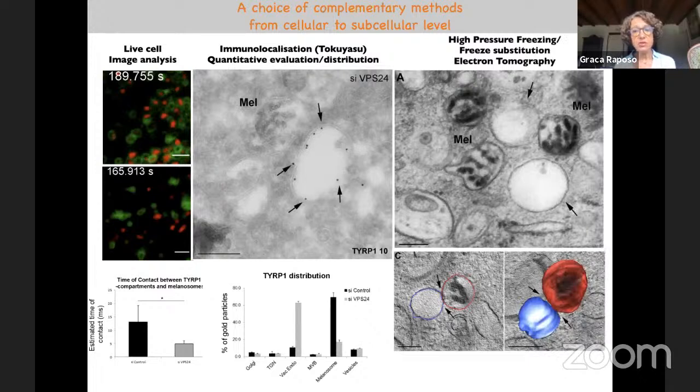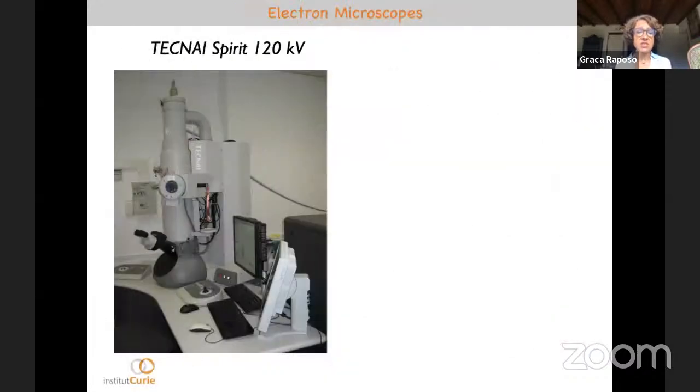And in the first part of my talk, I'll go more to what we call conventional electron microscopy, and some methods that can really bring more to our knowledge on intracellular organization and organelle organization and biogenesis. So this is just to give an example.